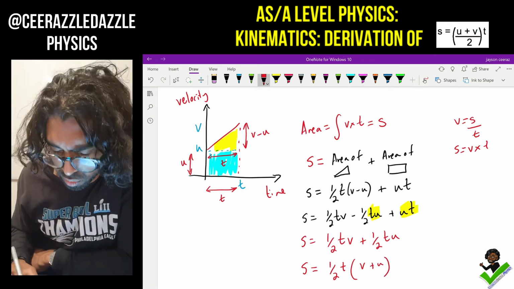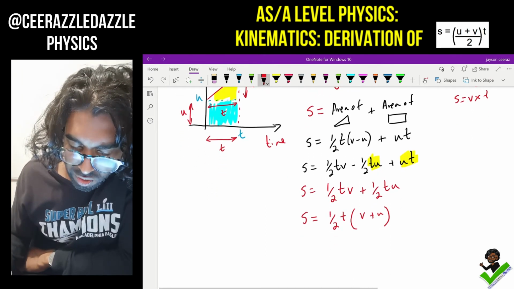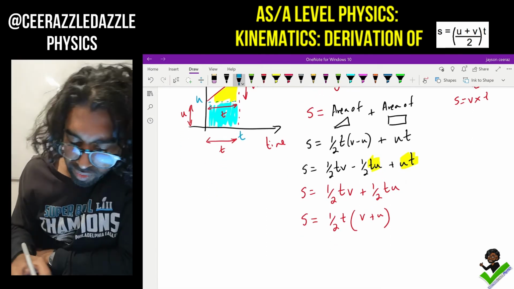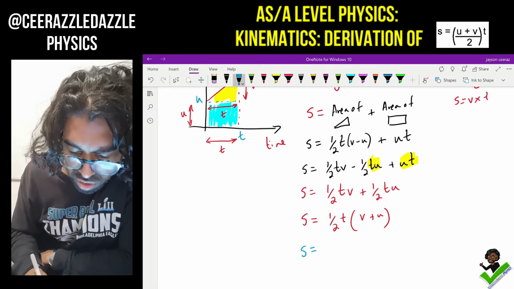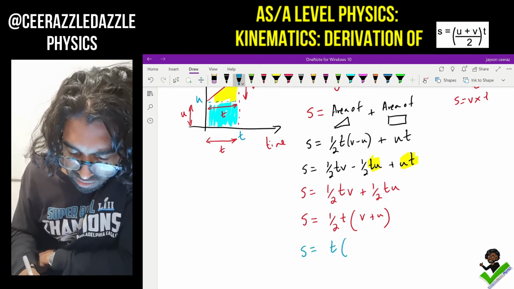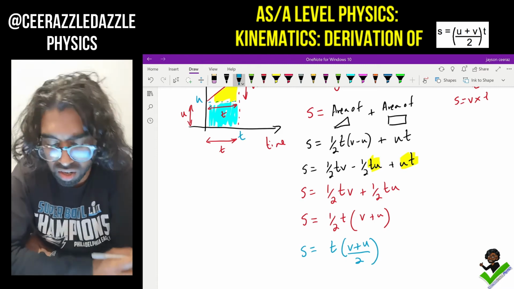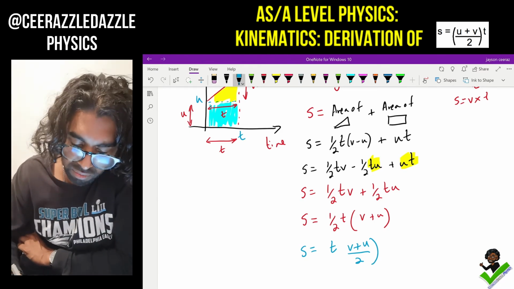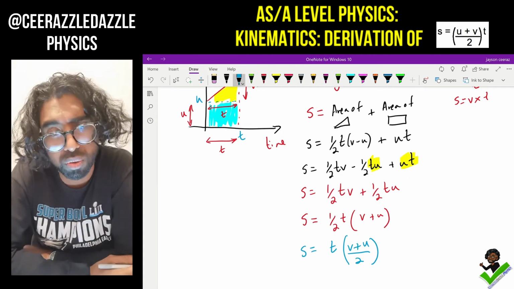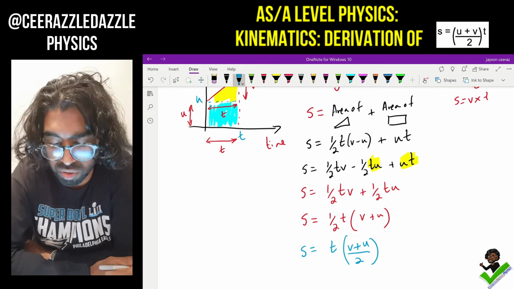Okay, last step, guys. Just going to scroll down a bit over there. So what does that end up being? That ends up being, I can put the 2 underneath. So s is equal to t times (v plus u) divided by 2. Mathematically. Okay, and that is our last equation of motion. It's going to be (v plus u) divided by 2 times by t. So this is our last equation of motion.